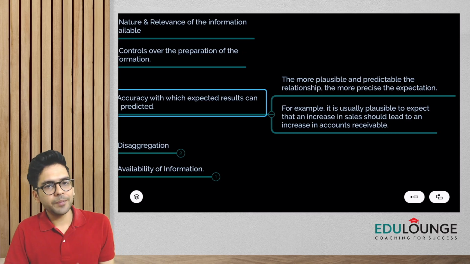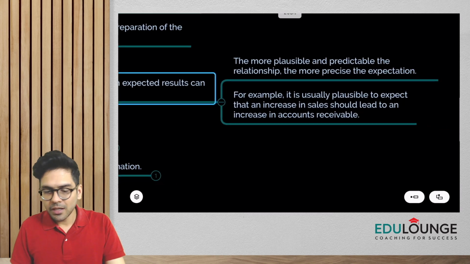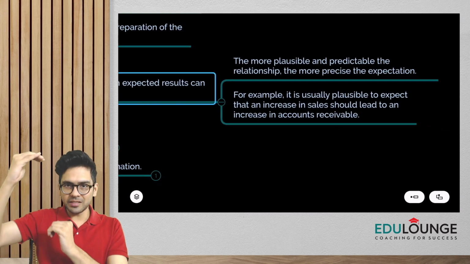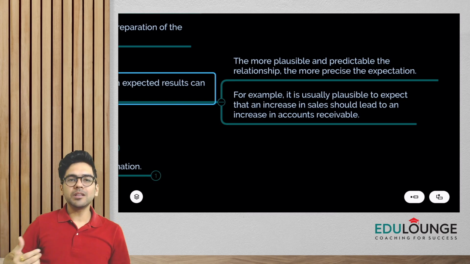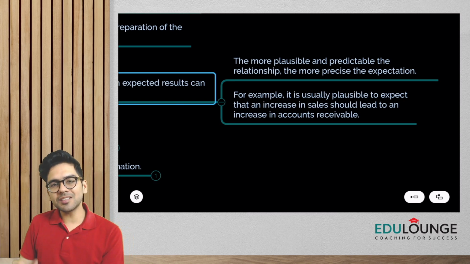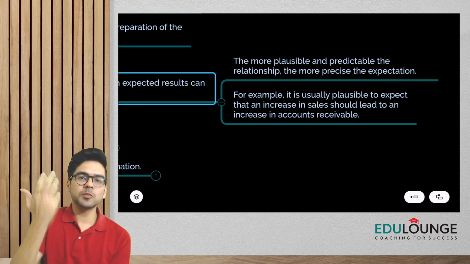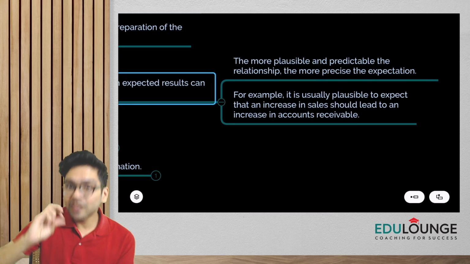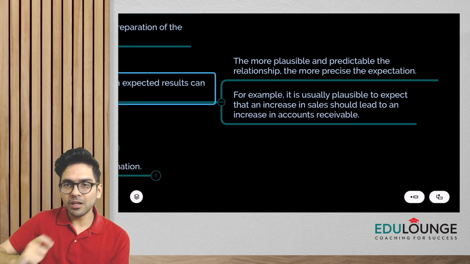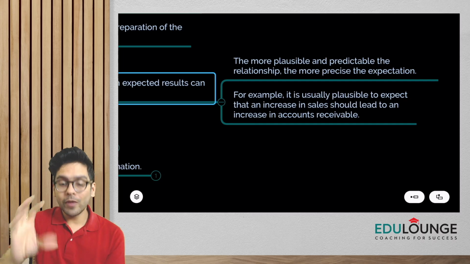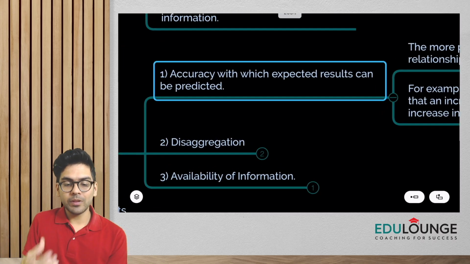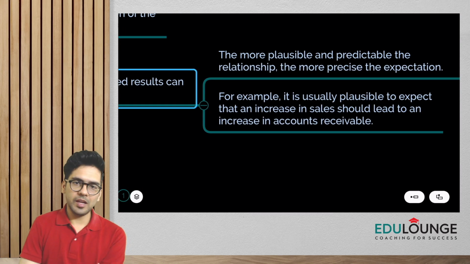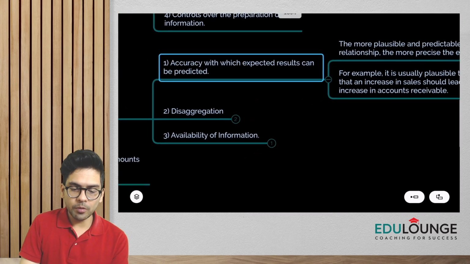For example, guys, it's usually plausible to expect that if there is an increase in sales, my debtors would also increase. They are related, right? But is it necessary that if there is an increase in sales, the legal expenses are also going to go high? No. So what I'm trying to tell you is, the expectation you develop is going to be more precise when the results can be predicted, when there is a plausible and predictable relationship.